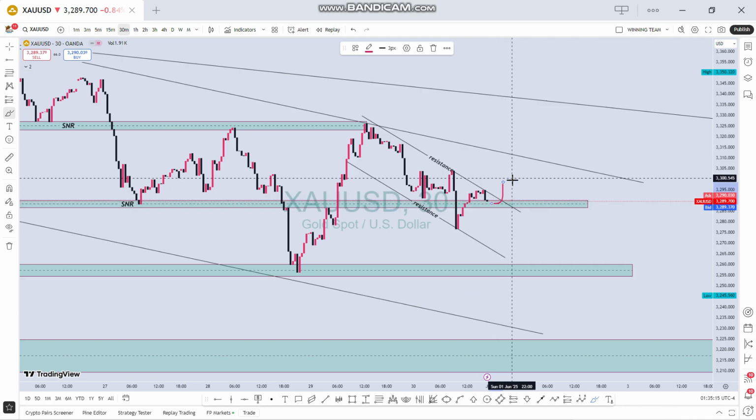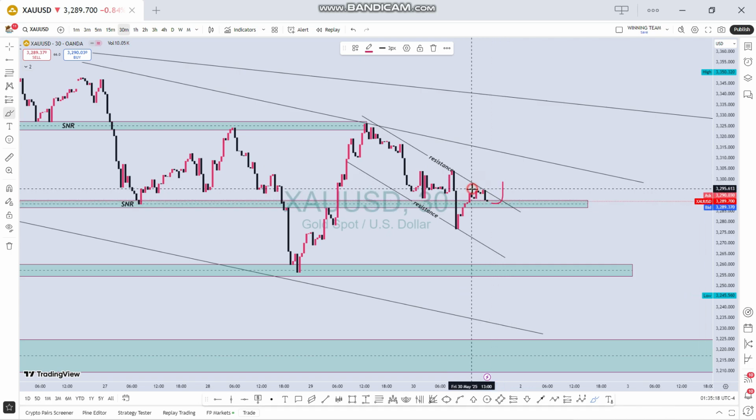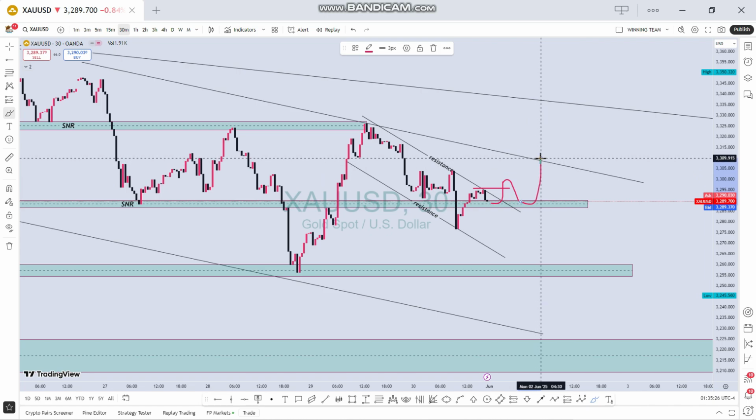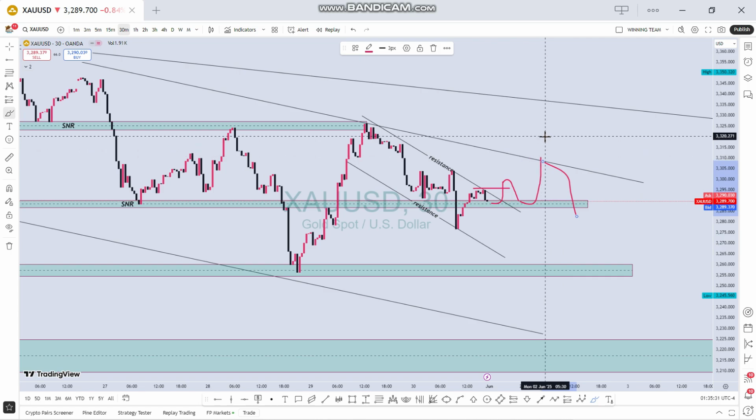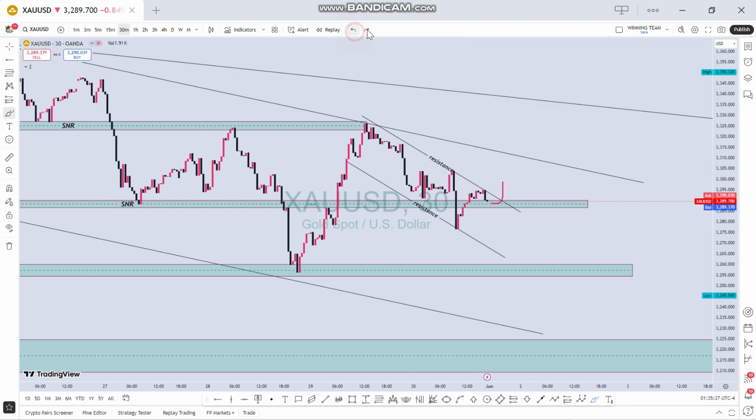But if we push above and then we break this rejection here, and then we hold above the rejection, and then somehow we come back to retest here, we can be looking to go long to this resistance here, where we might reject and then start pushing down again, unless we break above it. So that's what I'm seeing on gold now, guys. Okay, so the buying scenario is not that valid for me.